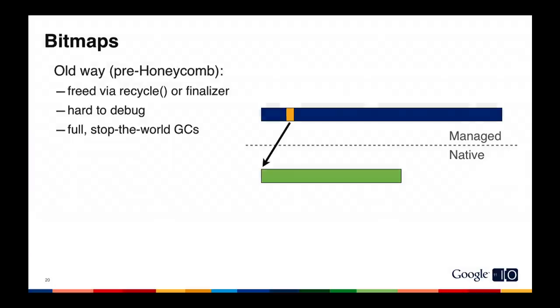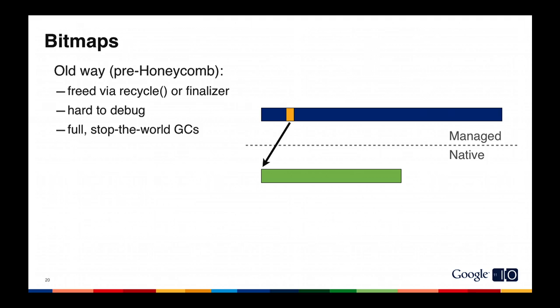So before Honeycomb, the way we managed bitmaps was this. The blue area up here is the Dalvik heap, and this yellow object is a bitmap object. Now, bitmap objects are always the same size in the heap, no matter what their resolution is. The backing memory for the bitmap is actually stored in another object. So the pixel data is stored separately.